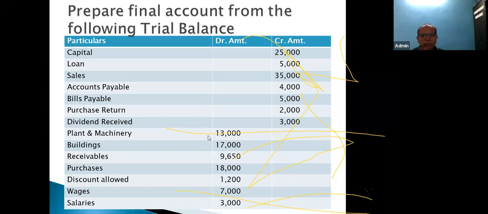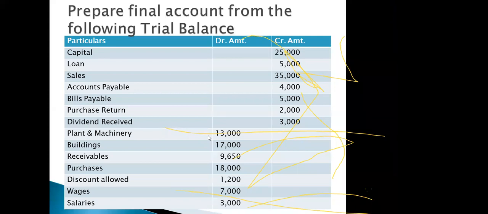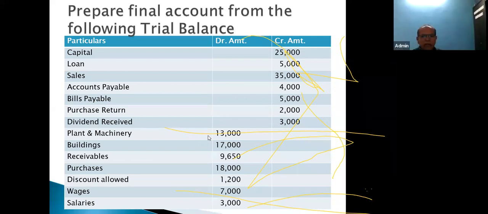Please follow my instruction. Come to your profit and loss account debit side and write depreciation on plant and machinery 1950. So this is the first effect. Second effect, go to your balance sheet. On the asset side, you must have written plant and machinery inside. Have you written it there under the asset side?